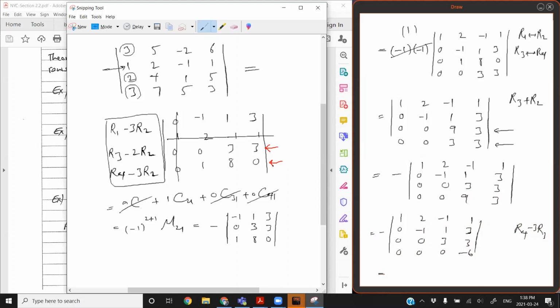At this point, I can see that I can just multiply the entries on the main diagonal, and I would get 18. So the answer is minus 18.